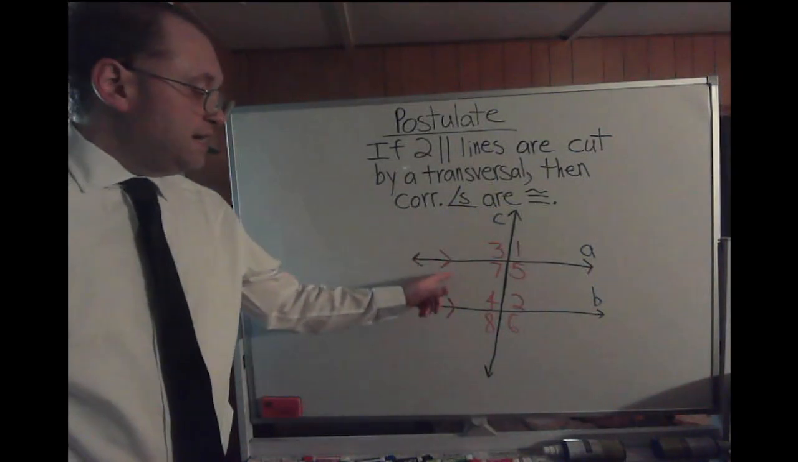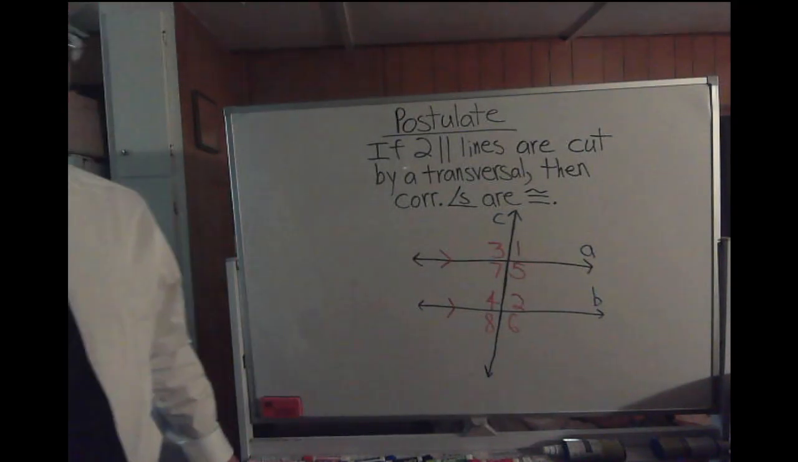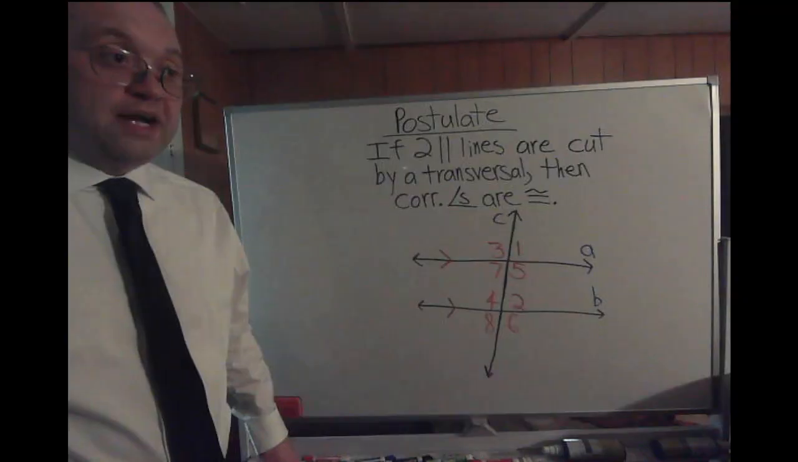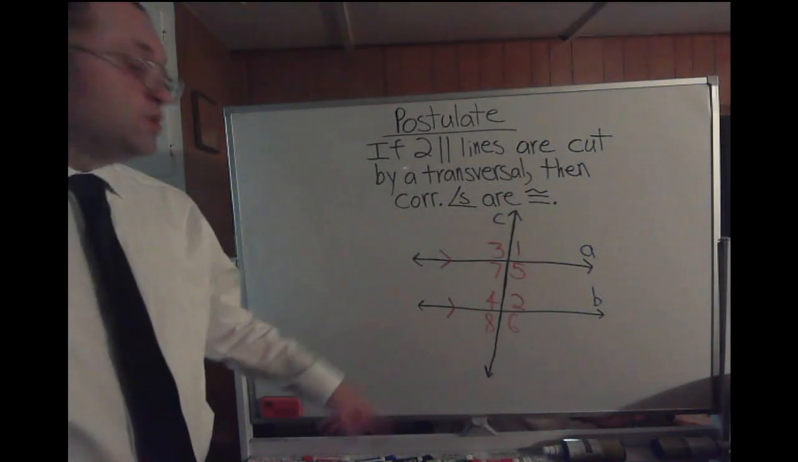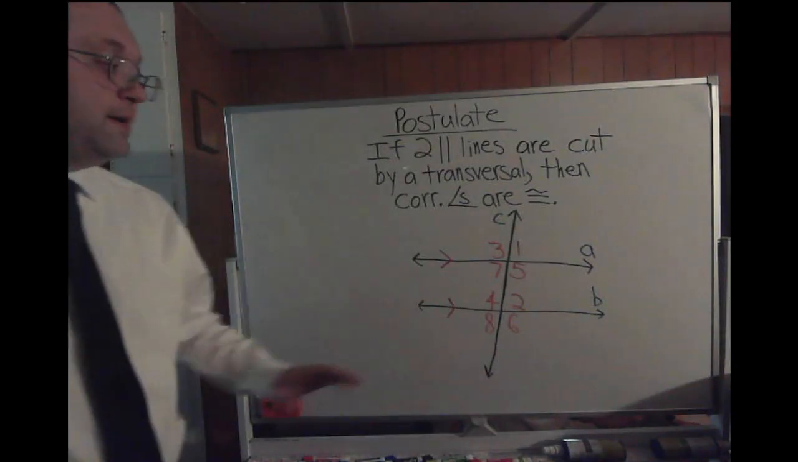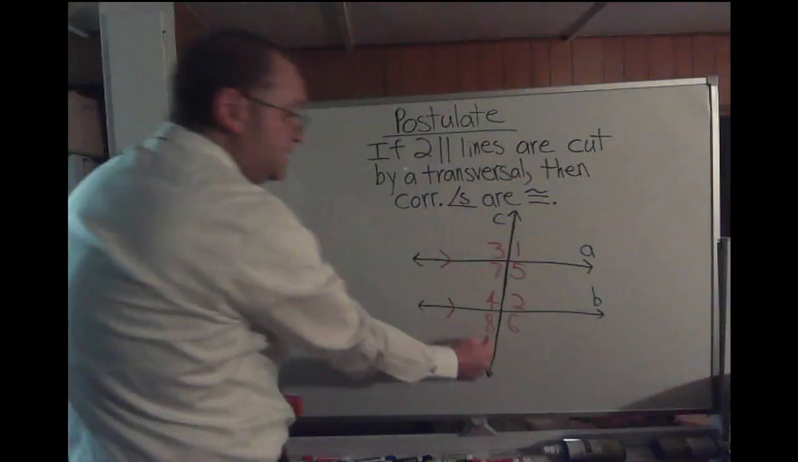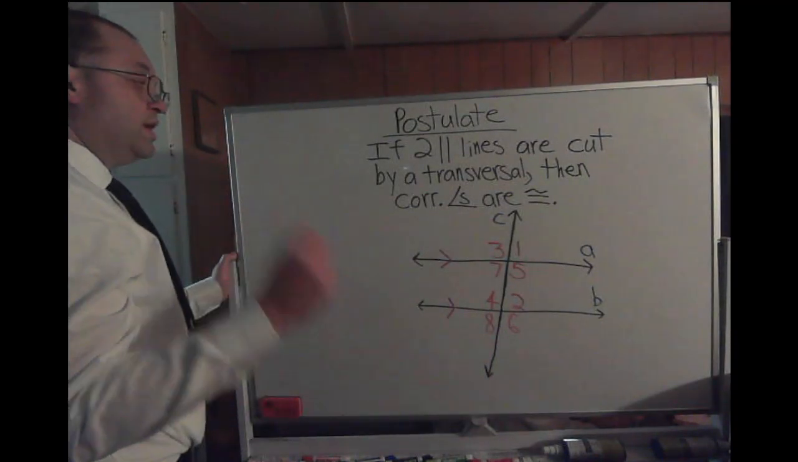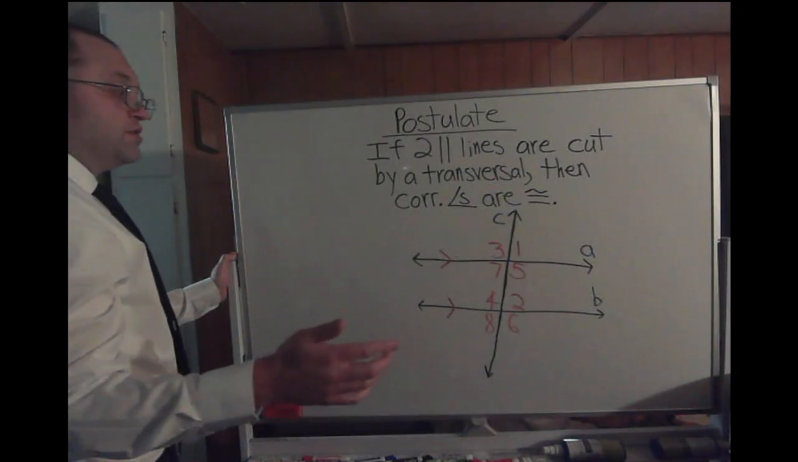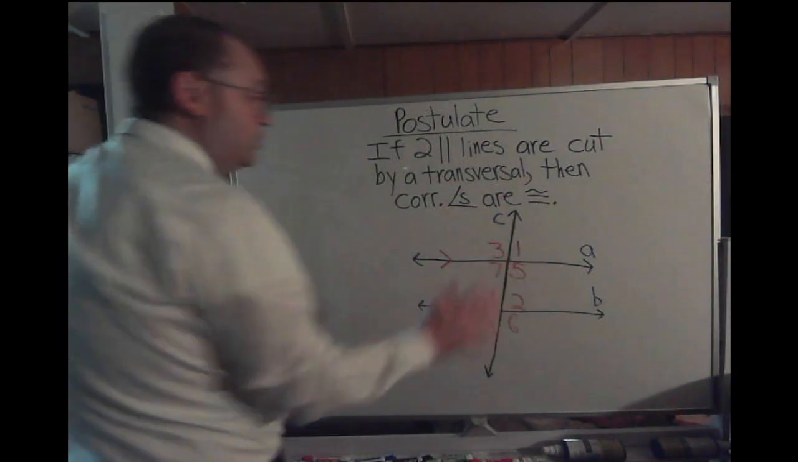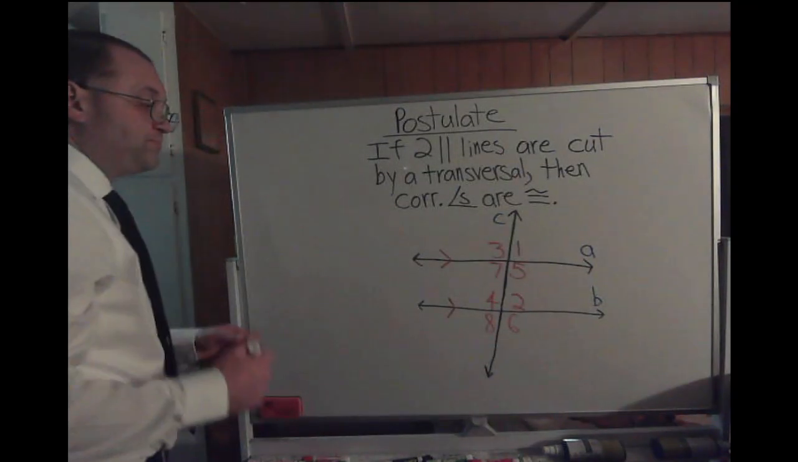If you don't see that arrow, you have no way to know if they're parallel or not unless either A, your textbook exercise tells you the lines are parallel, B, your teacher tells you they're parallel, or C, you see those arrows, okay? We have a transversal line here, C, that cuts through lines A and B. Well, these two parallel lines being cut by a transversal, the corresponding angles are congruent. We talked about corresponding angles yesterday also.